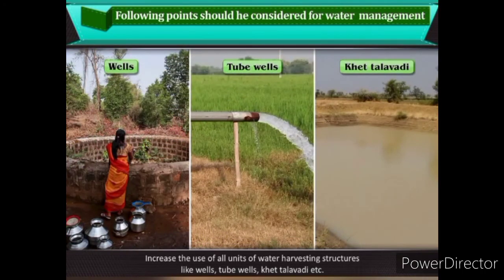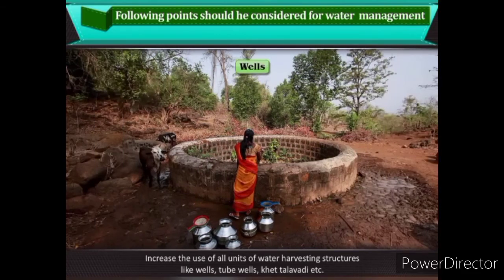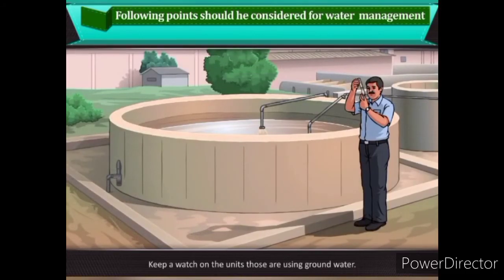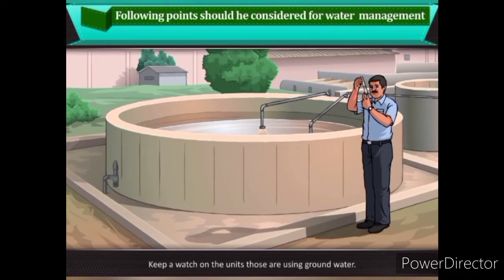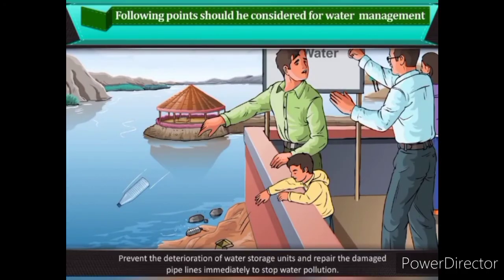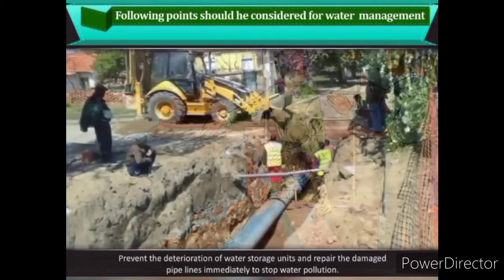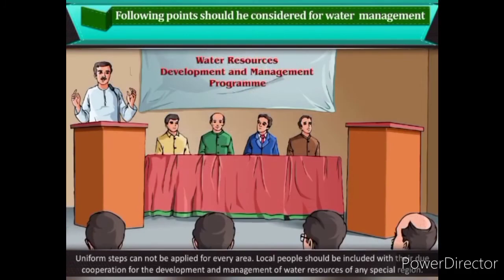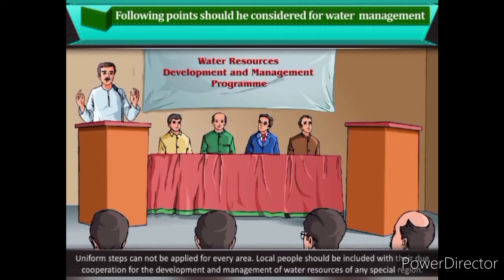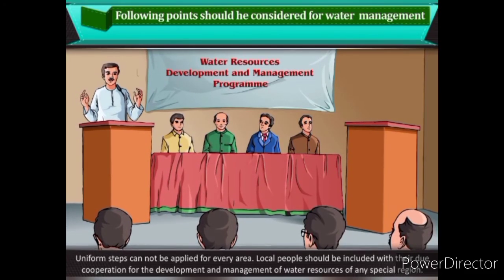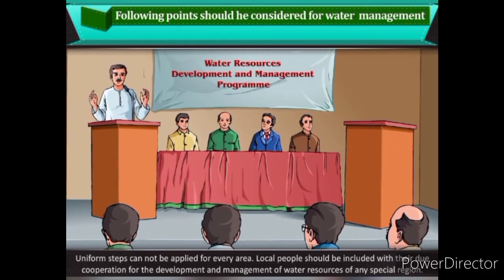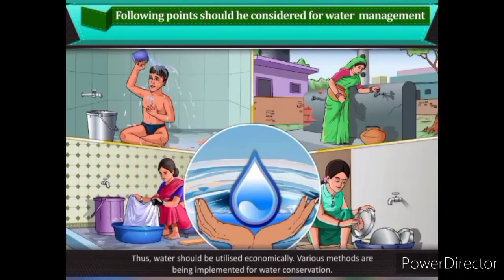Increase the use of all units of water harvesting structures like wells, tube wells, khet talavadi, etc. Keep a watch on the units those are using groundwater. Prevent the deterioration of water storage units and repair the damaged pipelines immediately to stop water pollution. Uniform steps cannot be applied for every area. Local people should be included with their due cooperation for the development and management of water resources of any special region. Thus, water should be utilized economically.